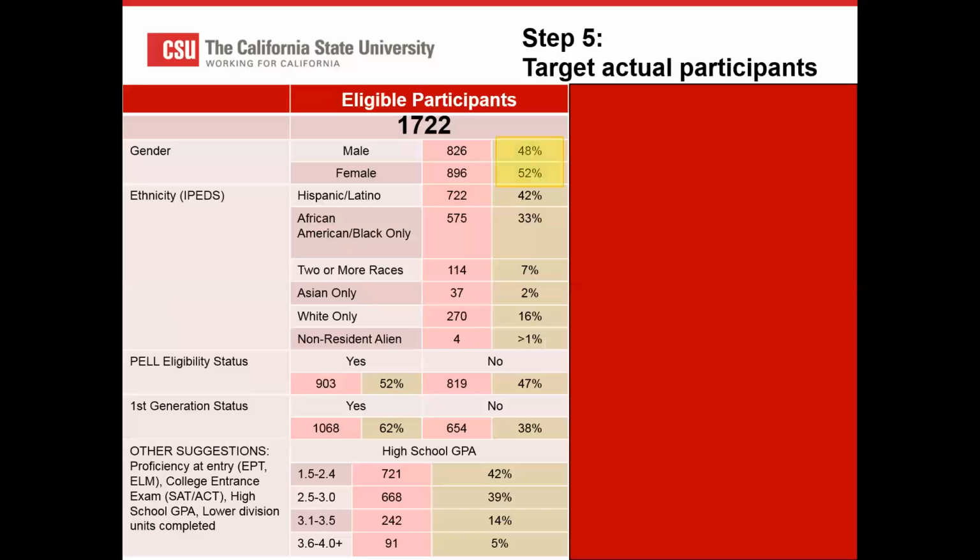Items to take into account are the percentage in each cohort of each of these categories, and also here at the bottom under high school GPA, focusing on particular populations of interest. So in this example, those students with a 1.5 to 2.4 may have some levels of academic risk, so this particular program may want to focus in on those students.